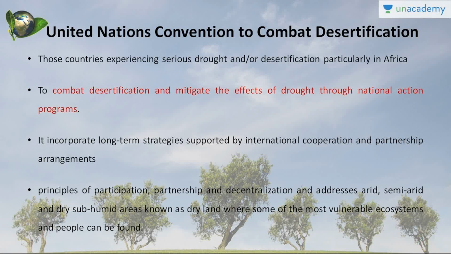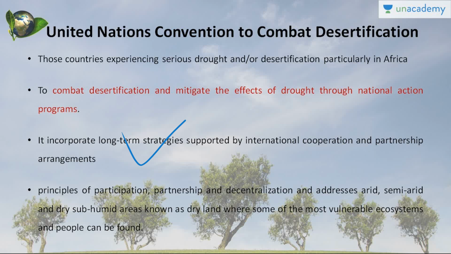So first we will start with the United Nations Convention to Combat Desertification. It is for those countries who are experiencing serious drought and/or desertification, particularly in Africa. It is to combat desertification and mitigate the effects of drought through national action programs, and it incorporates long-term strategies which are supported by international cooperation and partnership arrangements. Mainly it is to combat desertification, meaning the conversion of normal land into a desert-like area, and that will lead to drought.